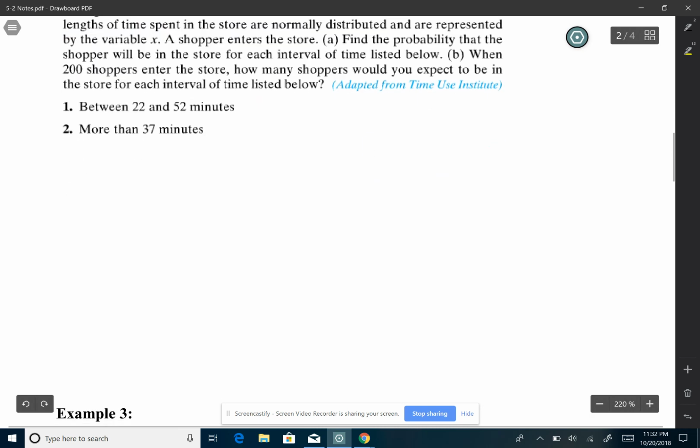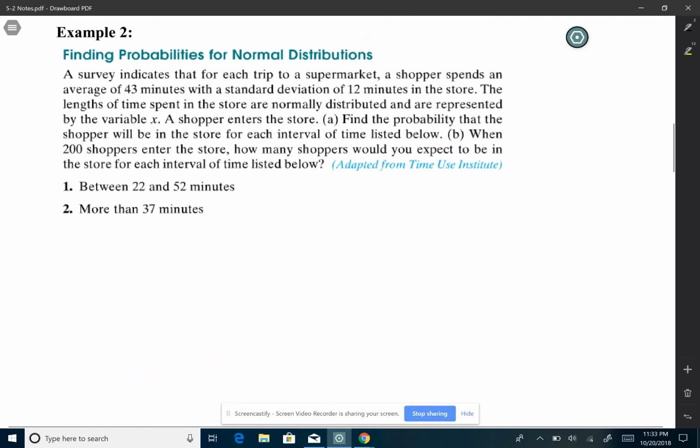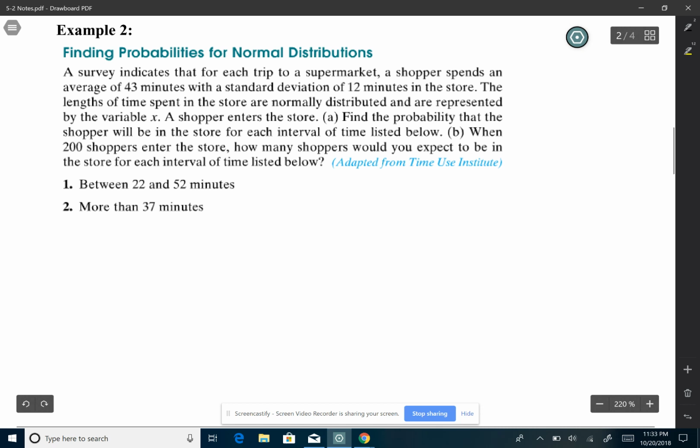Okay, on example 2, we want to find a probability that's between two numbers and then a probability that's more than a number. So we have: a survey indicates that for each trip to a supermarket, a shopper spends an average of 43 minutes. So that's our mean. The average is the mean. So the average is 43.